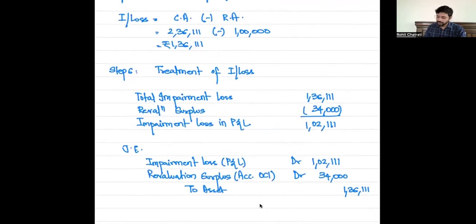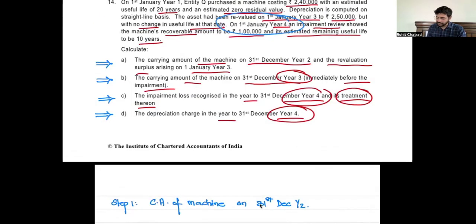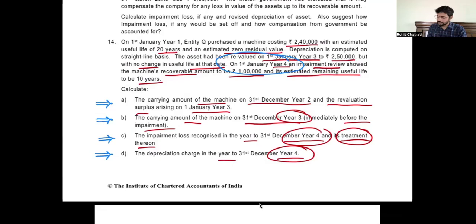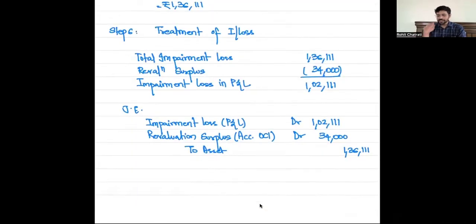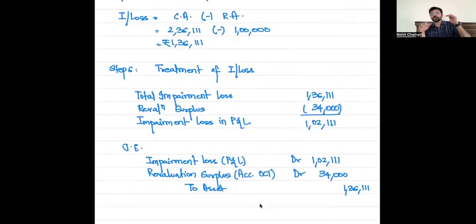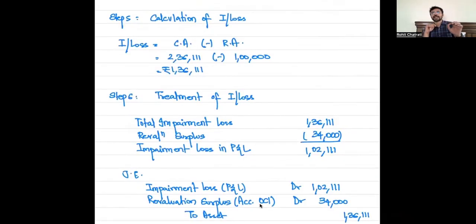This was about part 3, where we were required to calculate the impairment loss recognized in year 4 and its treatment. The last part is basically the depreciation charge in year 4. This asset was coming in the balance sheet on 1st January year 4 at 2,36,000, and after charging impairment loss, the asset's value would come down to 1 lakh rupees.